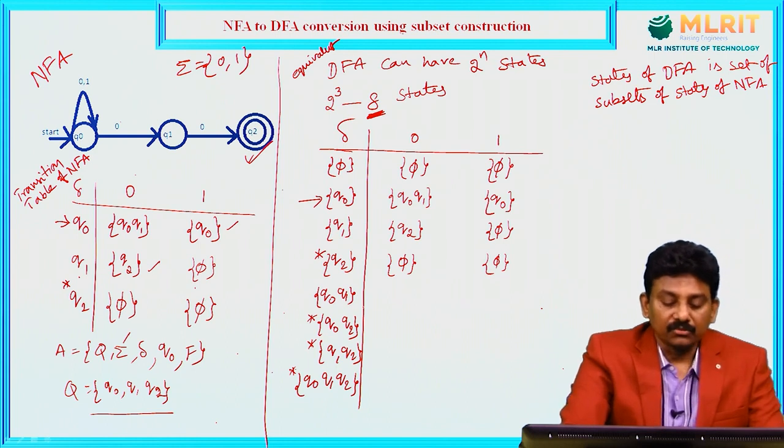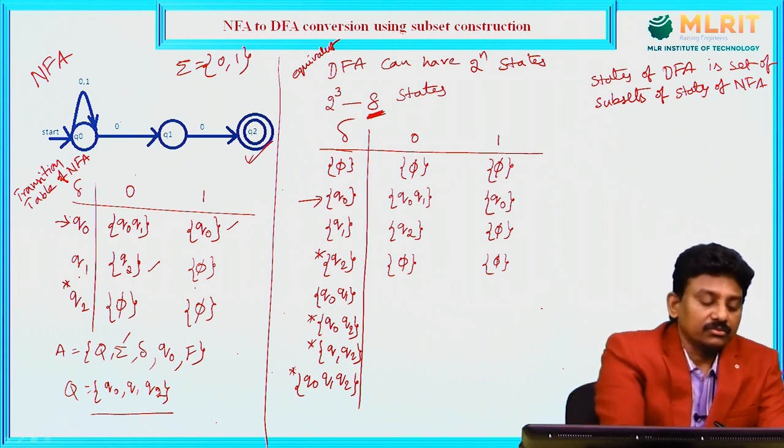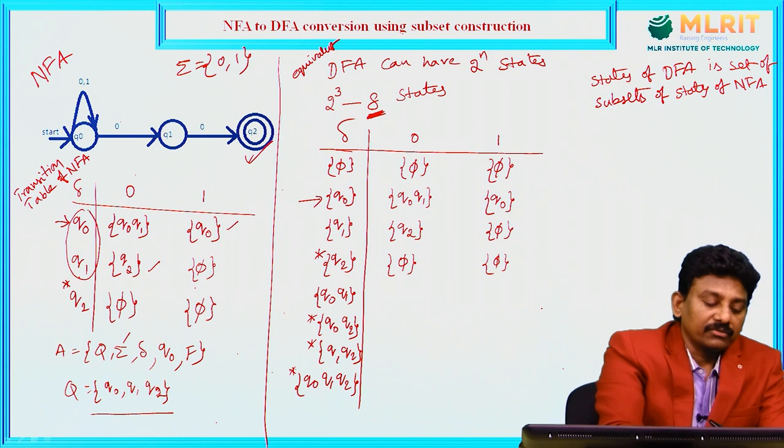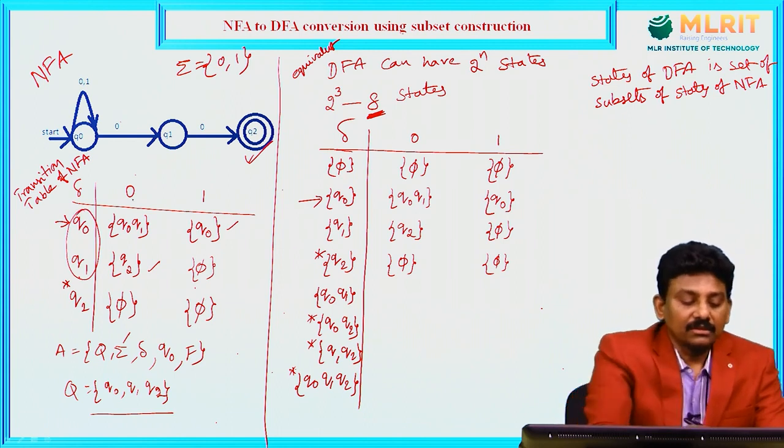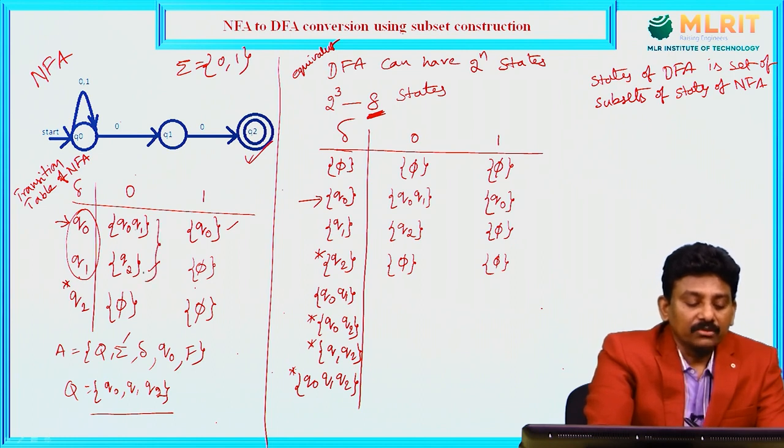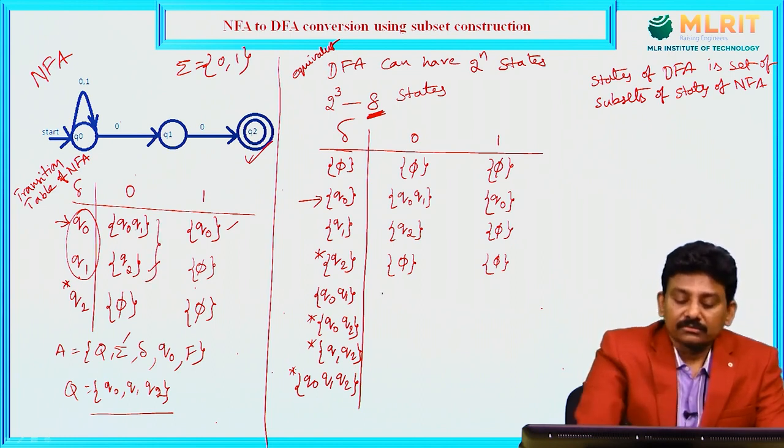Next Q0, Q1. Take the union of these two. Q0, Q1 on 0: take the union of these two. Q0 on 0 goes to Q0, Q1, and Q1 on 0 goes to Q2. Taking the union, we get Q0, Q1, Q2.